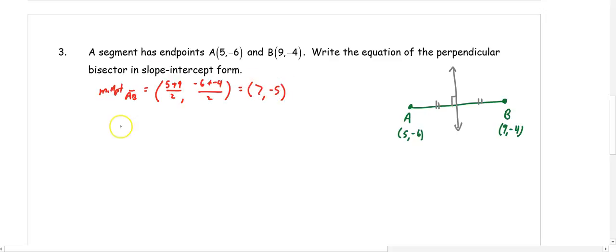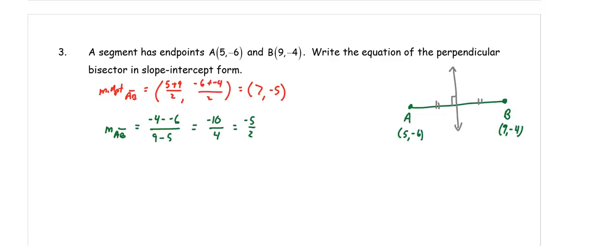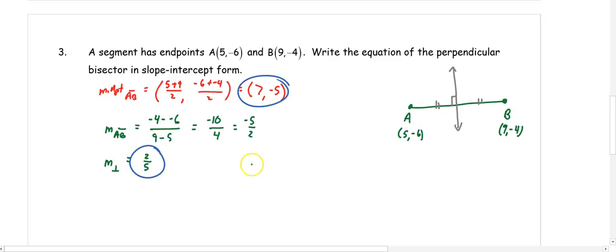Then I need to find my slope of AB before I can find the perpendicular slope. So y2 minus y1 over x2 minus x1. So we get negative 10 over 4, which reduces to negative 5/2. For the perpendicular slope, remember it's the opposite reciprocal, so I'm flipping my fraction and making it positive. Now I'm going to use my midpoint and the perpendicular slope to write my equation. So y plus 5 equals 2/5 times x minus 7.